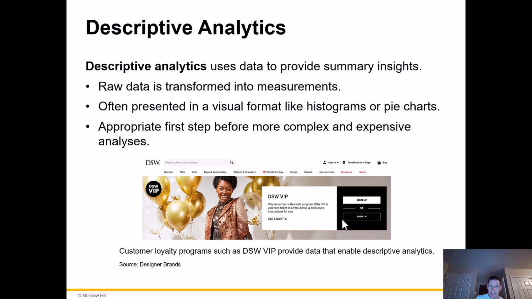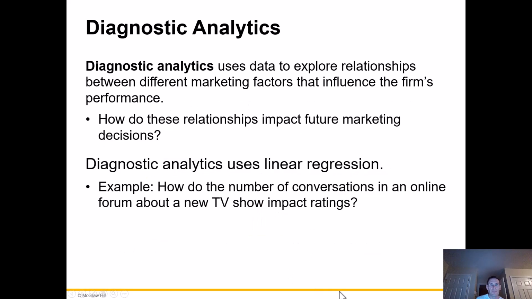Now, descriptive analytics uses data to provide summary insights. Raw data is transformed into measurements. It's often presented in a visual format like histograms or pie charts, and often the appropriate first step before more complex and expensive analysis. Now, diagnostic analytics uses data to explore relationships between different marketing factors that influence the firm's performance. Now, how do these relationships impact future marketing decisions?